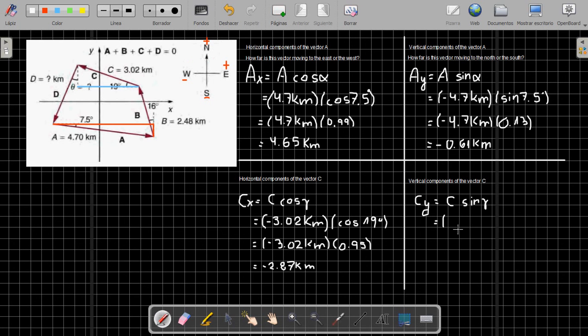Now, the value of the vector C is equal to 3.02 kilometers, multiplied by the sine of the angle, which is 19 degrees. Alright, so 3.02 kilometers multiplied by the sine of 19, it's 0.33. And 0.33 multiplied by 3.02 is equal to almost 1 kilometer. Actually, it is 0.9966, but that's almost 1.